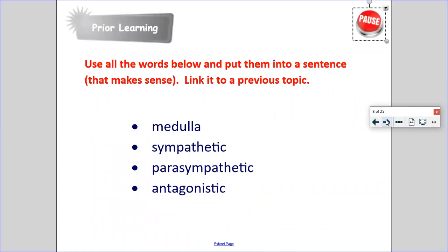So this is from Higher Human. We've talked about these terms before. Can you make the link with the previous topic? What was the topic we were discussing when we were talking about the medulla, the sympathetic nerve and the parasympathetic nerve, and the antagonistic nature?